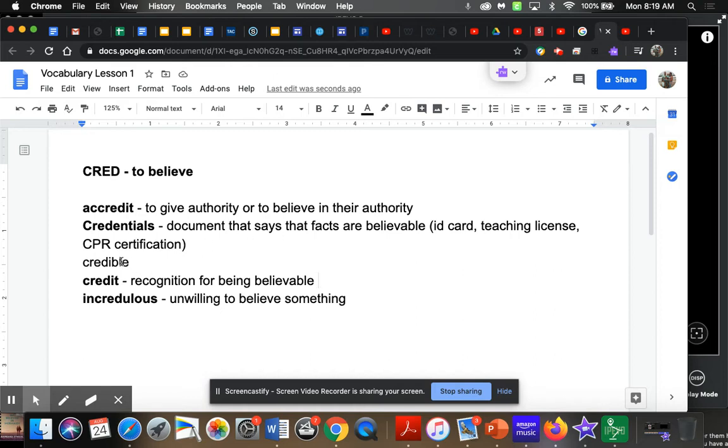And the last word is credible. If you use credible sources when you're writing or researching, what does it mean to use a credible source? Tristan? Yeah, completely believable. It's a believable source. It's something that you know you can rely on. Believable, trustworthy, reliable.